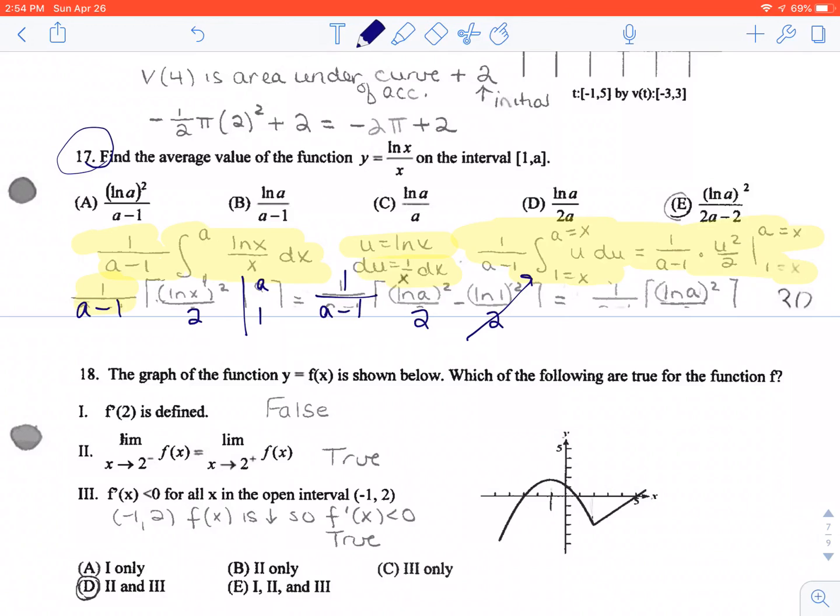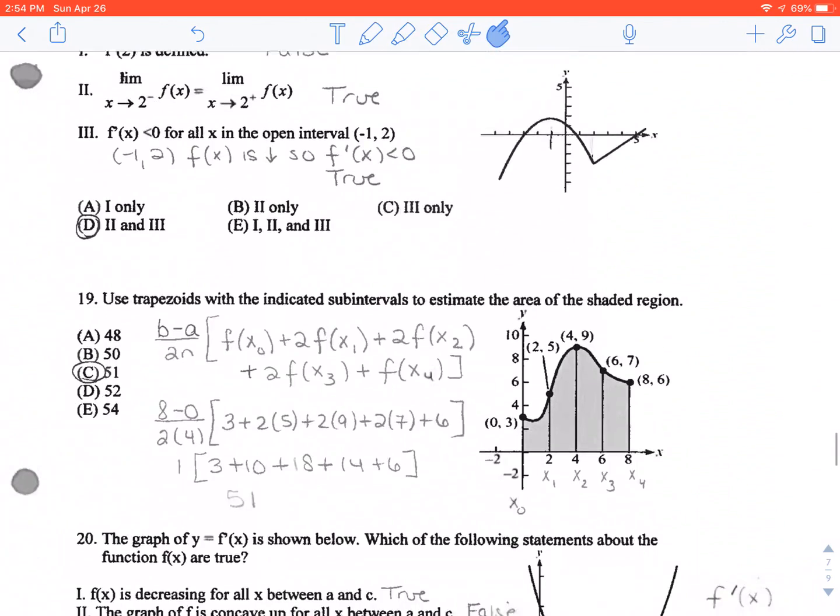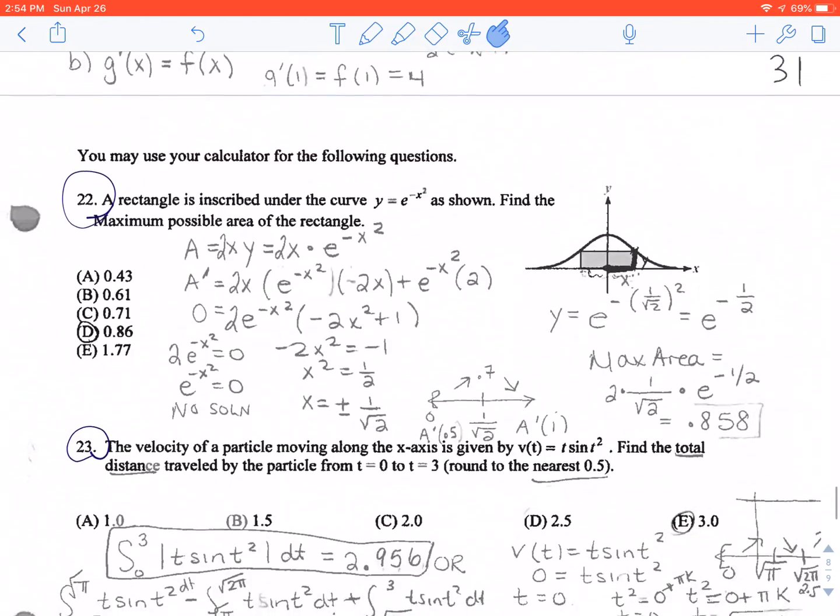Or I'm not a, sorry, e. A looked good, but it was missing a 2, so it had to be e.